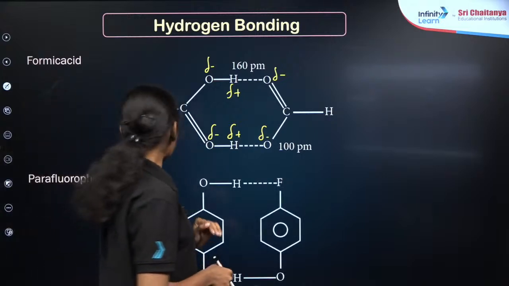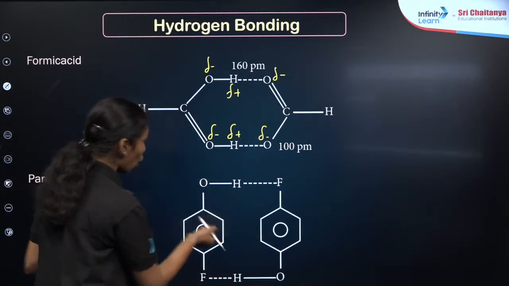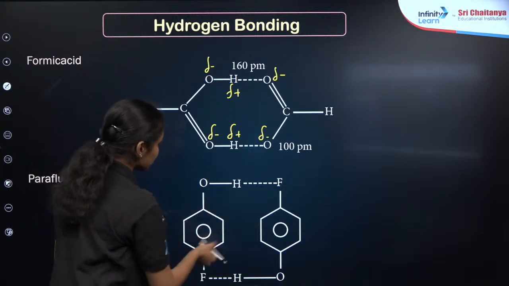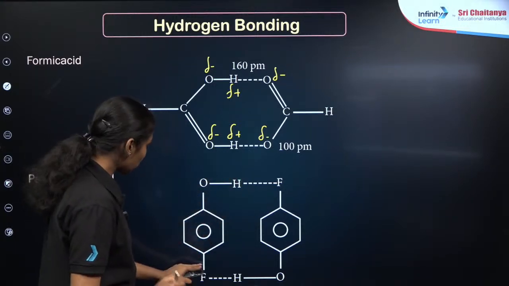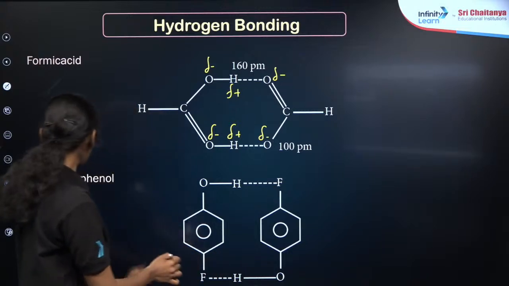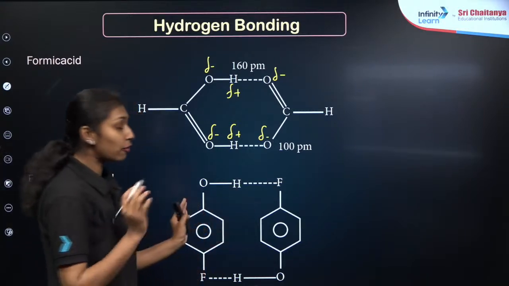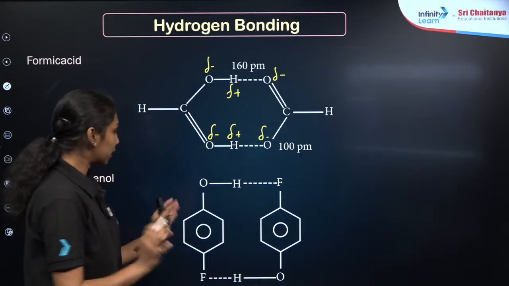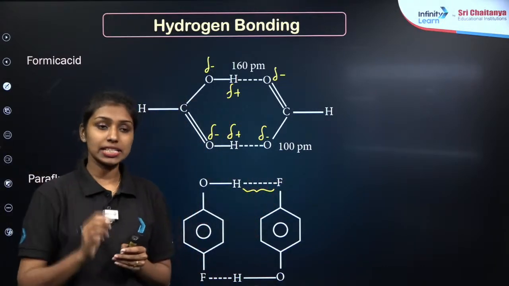Then another example is parafluorophenol. This is the para position, right? The opposite position. A benzene ring with an OH group is known as phenol. In the para position it has a fluorine group, so it is called parafluorophenol. Again, whenever two parafluorophenol molecules come together, there will exist intermolecular hydrogen bonding between them.